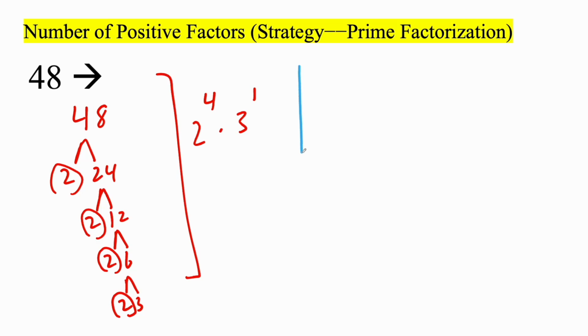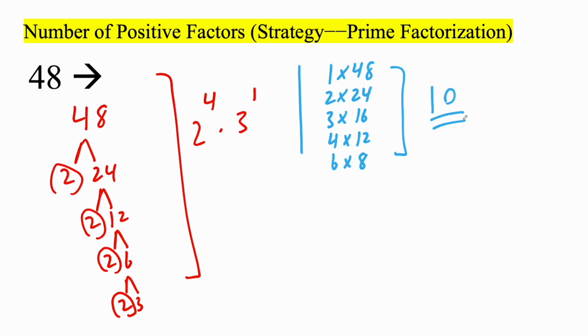And if we list out all the factor combinations, we have 1 times 48, 2 times 24, 3 times 16, 4 times 12, and 6 times 8. So what we count is 10. So the answer to this problem is 10.